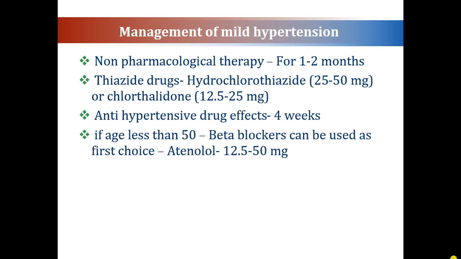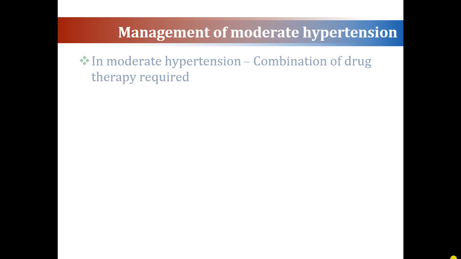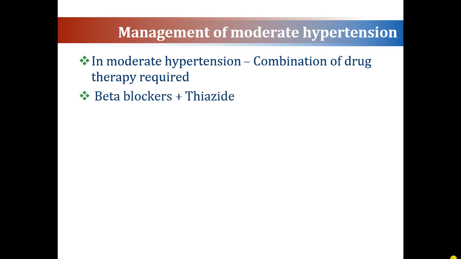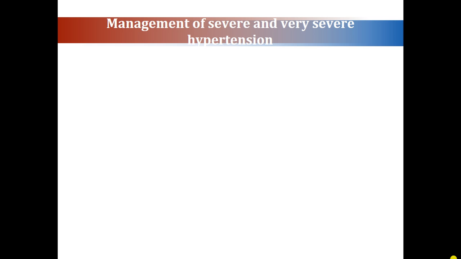If age is less than 50, then a beta blocker can be used as first choice, like atenolol 12.5 to 50 mg. In diabetes or other compelling indications, you choose the drug of first choice as discussed in the earlier table, like in diabetes, ACE inhibitors are first choice. For management of moderate hypertension, combination drug therapy is required, like beta blocker plus thiazide, ACE inhibitor plus thiazide, with non-pharmacological add-on to the drug therapy.